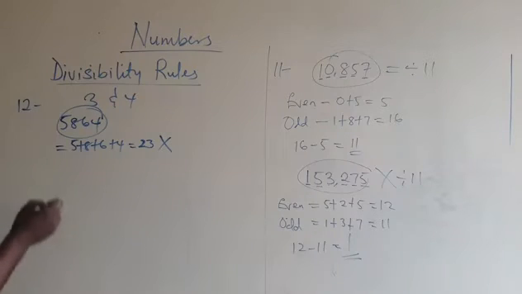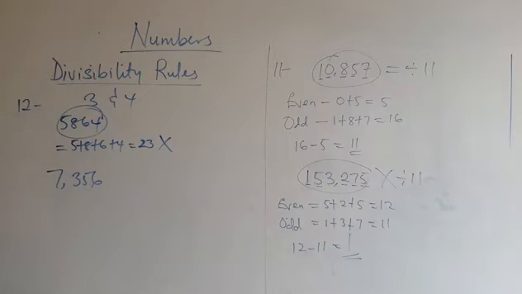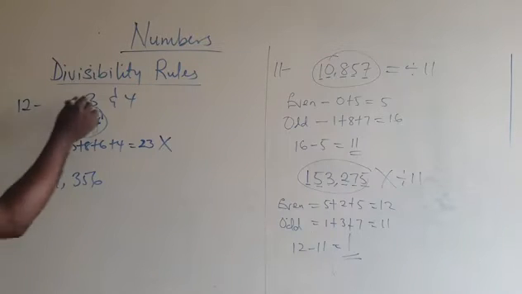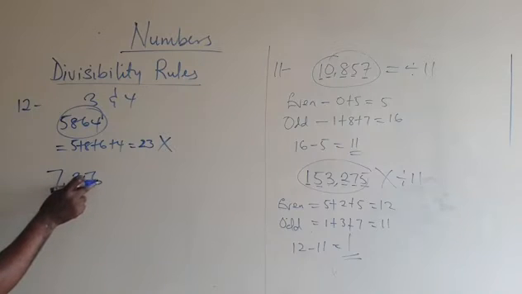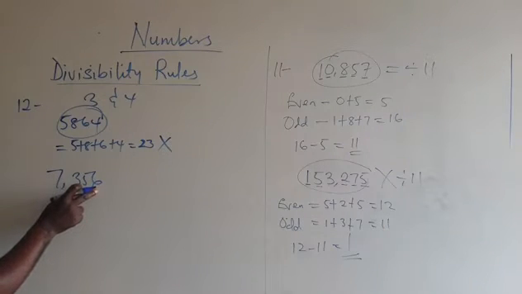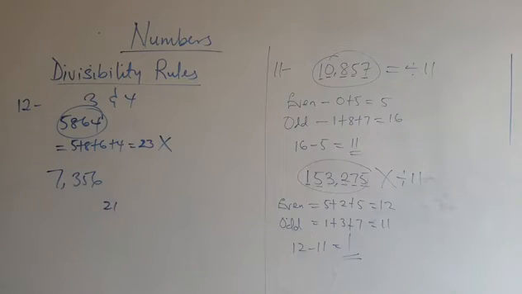Look at the number I have here, 7,356. So let's check this. First, let's check for 3. 7 plus 3 is 10, plus 5 is 15, plus 6 is 21. So 21 is divisible by 3. So it remains 4.